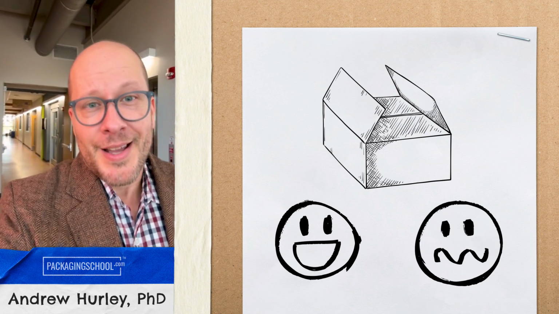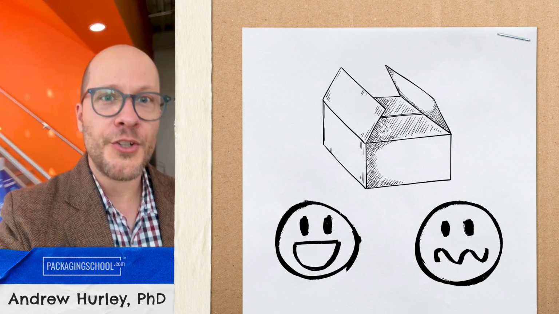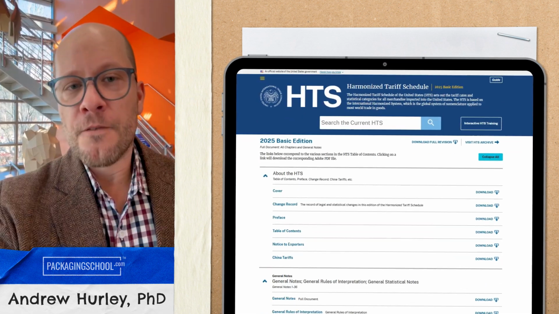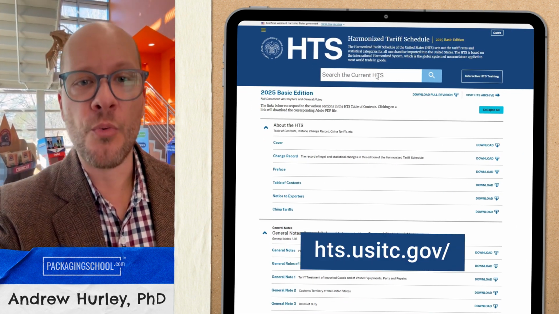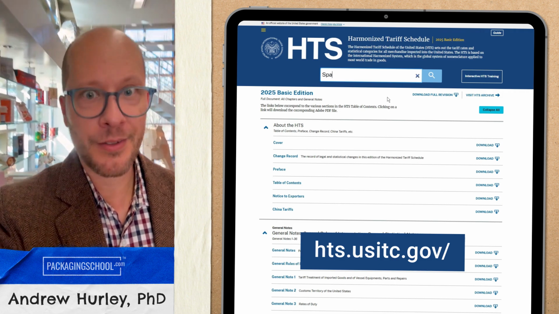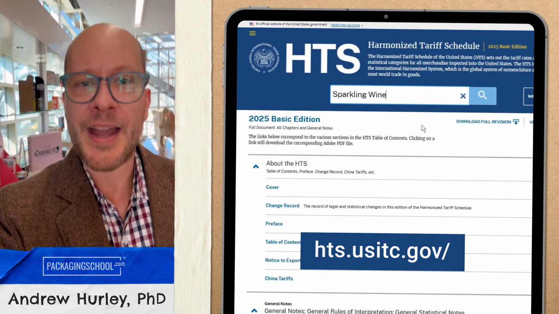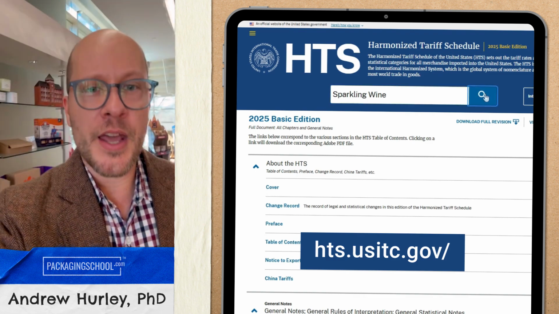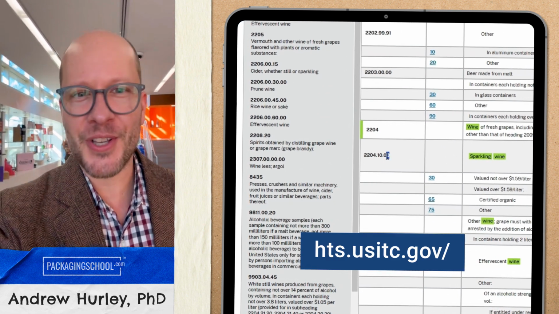So let's discuss two essential tools that will enable you to become a tariff expert. First, everything purchasable has an associated code within the Harmonized Tariff Schedule. It's called the HTS. It's huge. So start by searching for your product and your packaging components. And when you find what you're looking for, copy that 8-digit code.